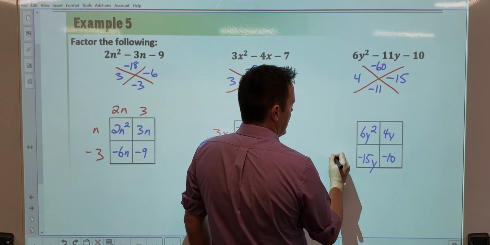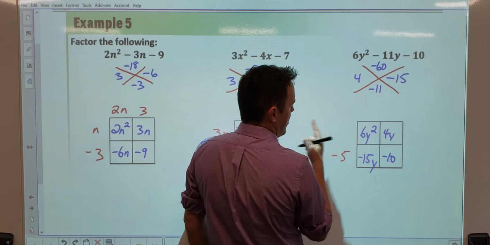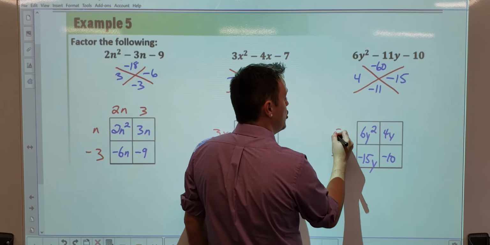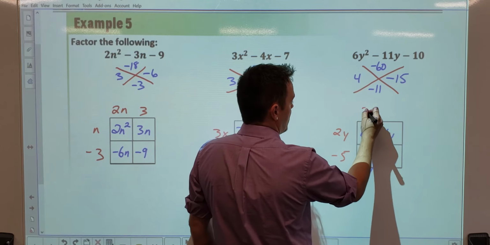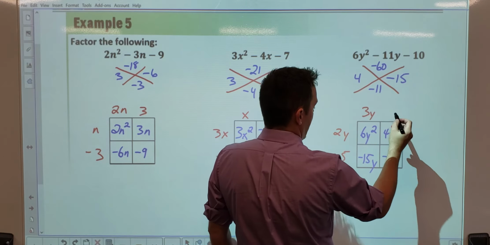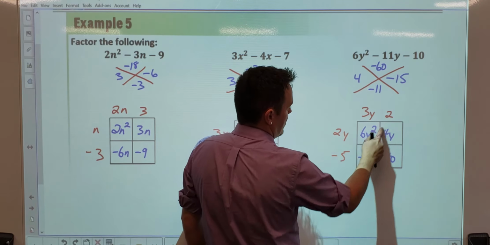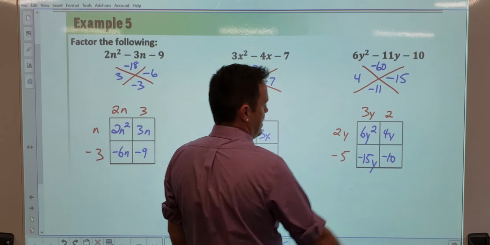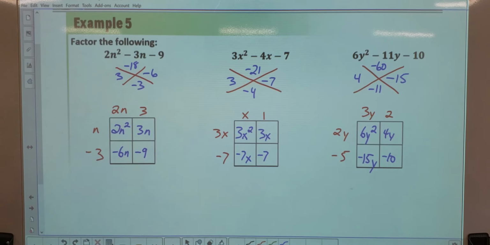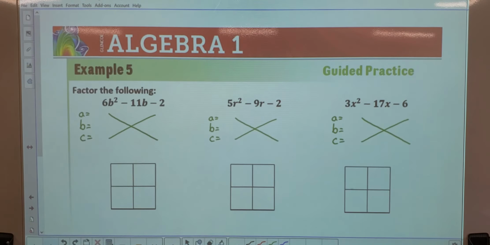Perfect, we're done. This would be negative 5. This one ends up being a 2y. So the top would be a 3y. And then the back side here would be a 2. Make sure you multiply it up. 6y squared, 4y, negative 15, negative 10. We're done. Your turn.